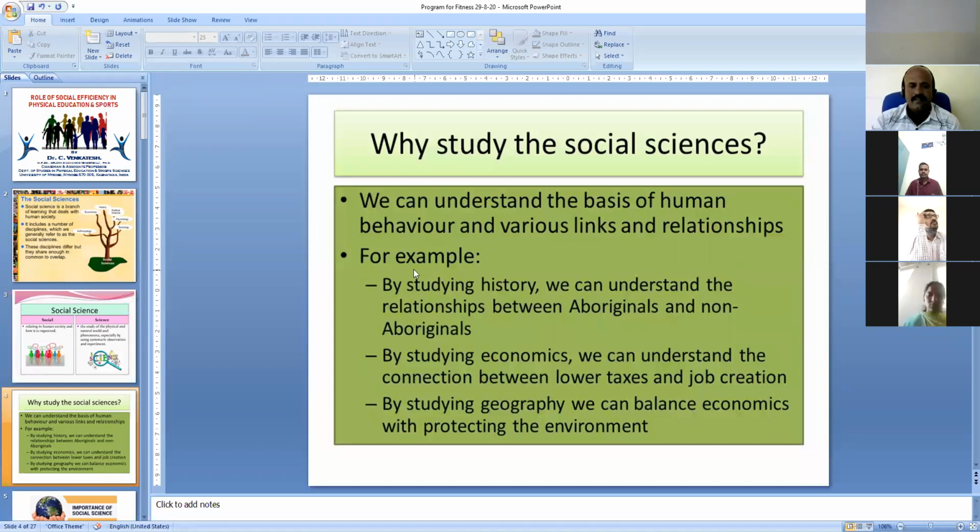Why do we have to study this? I'm giving a few points here. We can understand the basics of human behavior and various links and relationships. Social efficiency means there are so many things involved here. We can understand human behavior and relationships of human beings in society. What are the qualities required for a desirable social being? To develop those qualities, we have to study these social sciences and understand their components. These components are directly or indirectly related to our physical education and sports field.